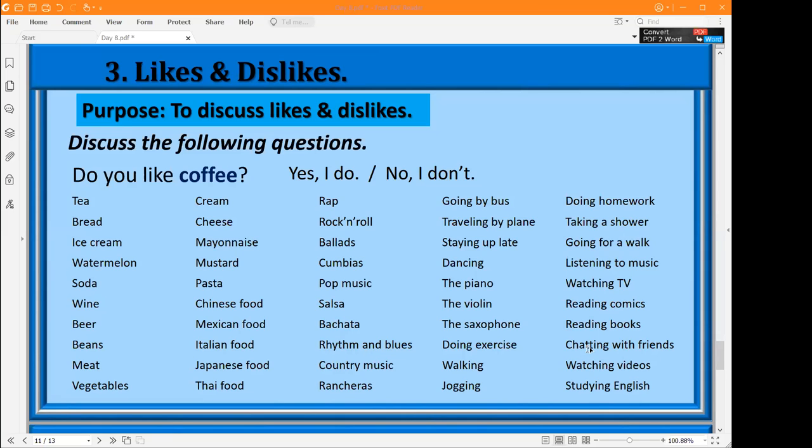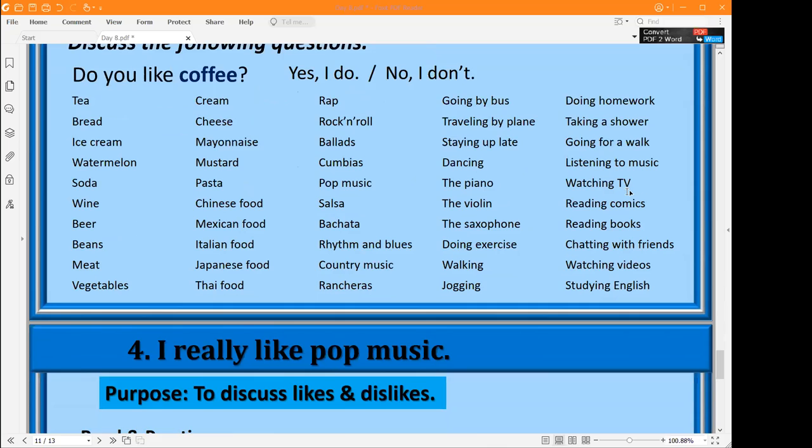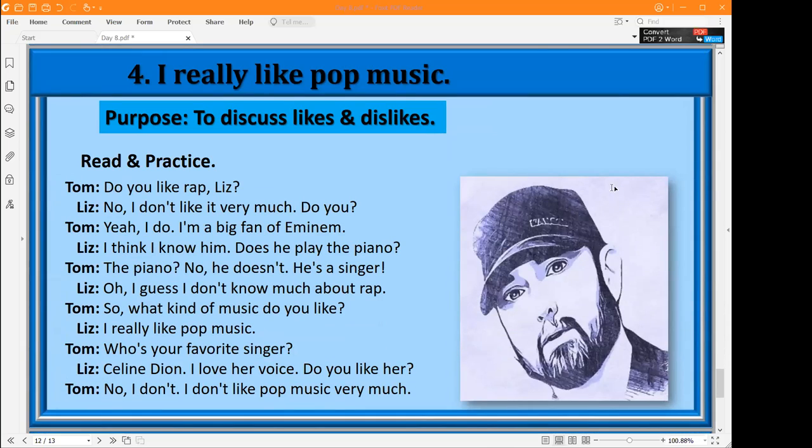Now then, let's move to the next topic. Thank you very much for participating. Let's move to the last topic. I really like music. Who is this man in the picture? Eminem. Eminem, excellent. Yes, he's Eminem. Okay. The conversation is, do you like rap?